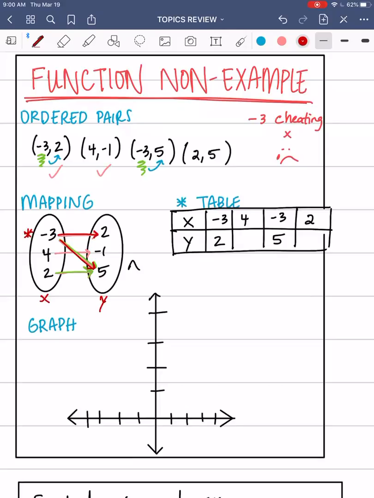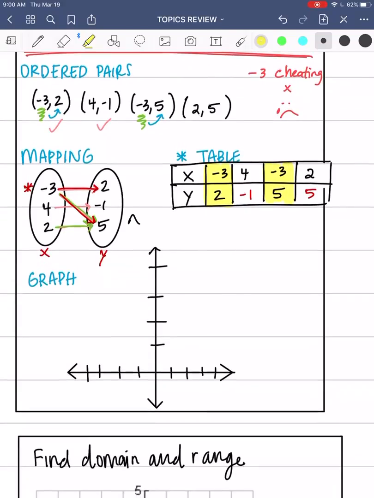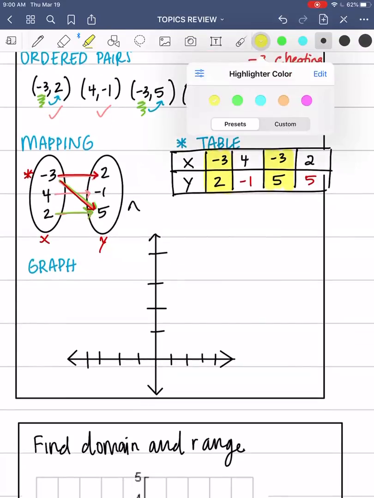So we'll finish our table. -3 goes to 2, 4 goes to -1, -3 also goes to 5, and 2 also goes to 5. So our problem here with the table is this: -3 being paired with 2 and -3 being paired with 5. Okay, and then we can put it in a graph and see what that looks like.